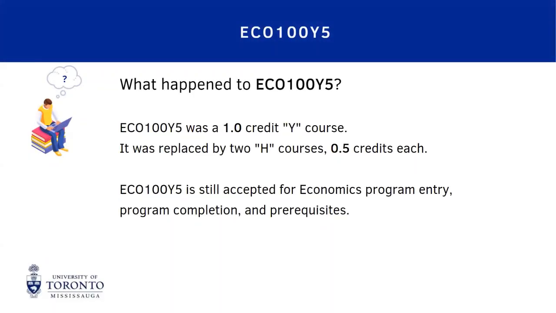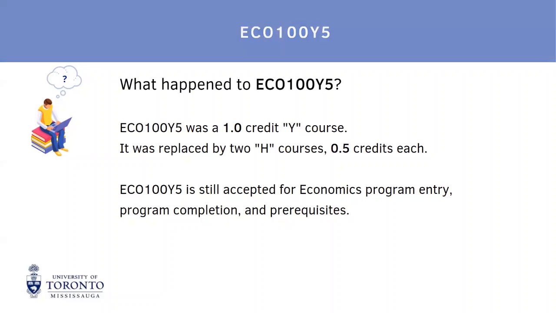ECO 100 Y5. You may have seen a reference to a course called ECO 100 Y5. What happened to that course? ECO 100 Y5 was a 1 credit or Y course and was replaced by 2 H courses, which are a half credit each. If you have completed ECO 100 Y5 or you have a transfer credit, it is still accepted for economics program entry, program completion, and prerequisites.